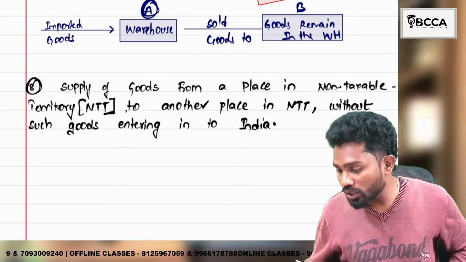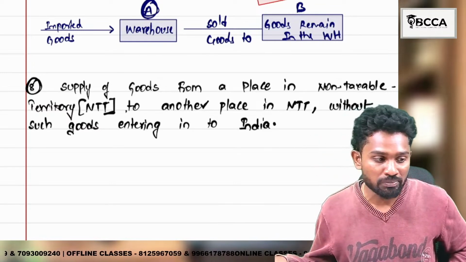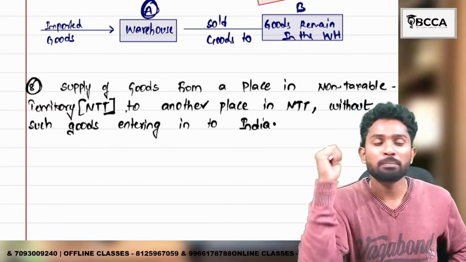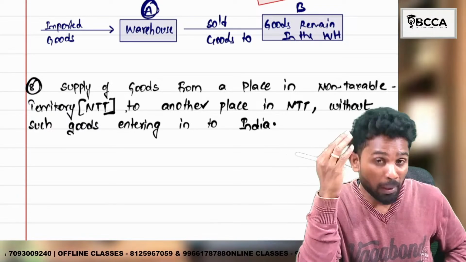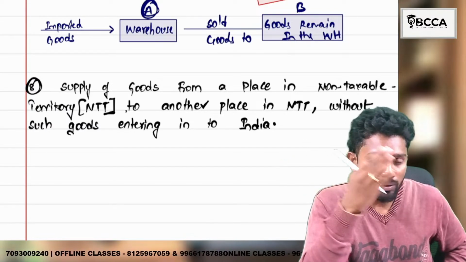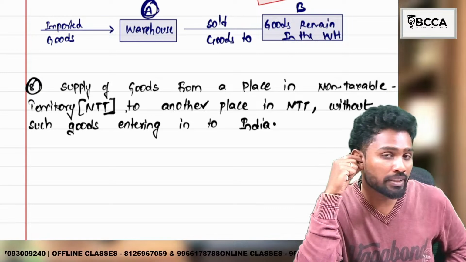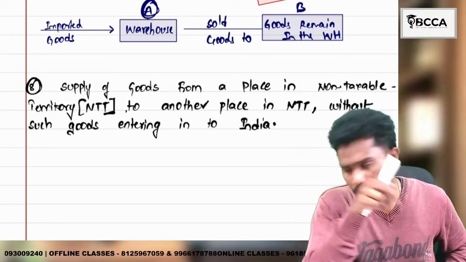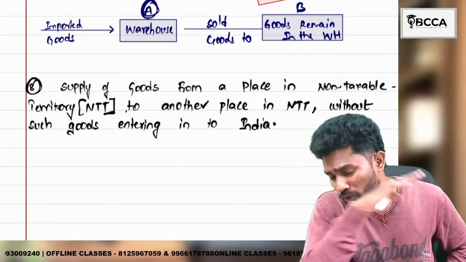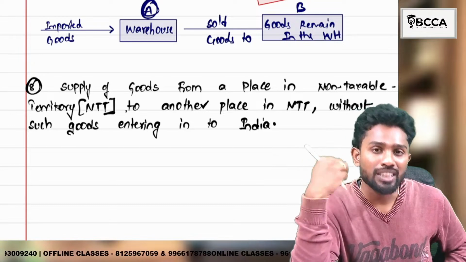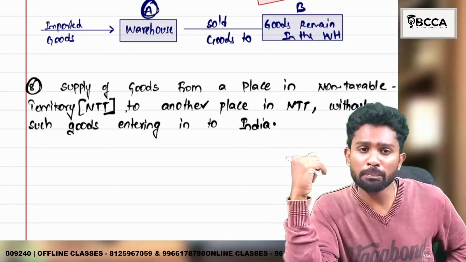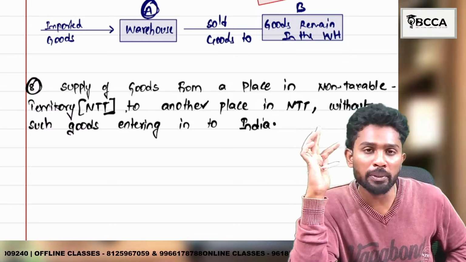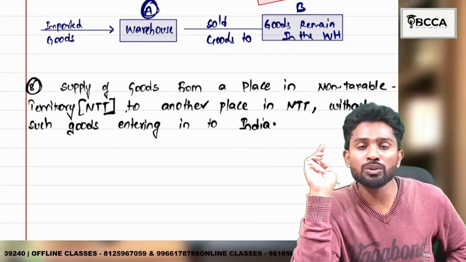So the goods are not actually entering into India. Example, I purchased goods from Japan, in Tokyo, and I am selling them in China, Hong Kong. In the course of transportation, nowhere have the goods entered into India. Just by being in India, I called the Japan guy, purchased goods, made the payment, and asked him to ship the goods to Hong Kong.